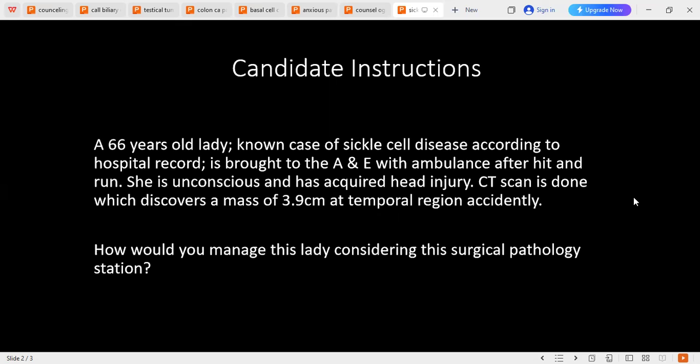Yes, ma'am. Okay, so if you've read and understood, considering a surgical pathology station, please tell me how would you go ahead and manage this patient? I would like to manage this patient according to the CCRIS protocol. I would secure her airways along with her cervical spine. I will take care of her breathing and circulation, and consider her disability.